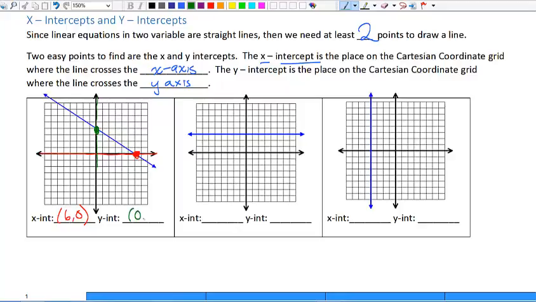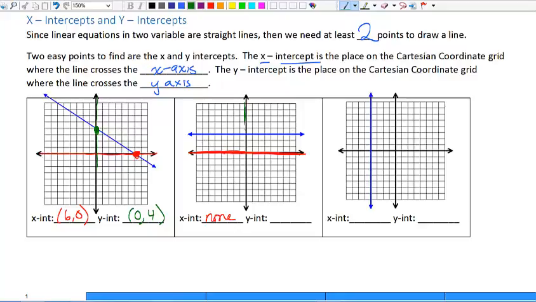Which is going to be called 0, comma positive 4. Alright, let's do it again. This is my axis in red, my x-axis. Where does my blue line hit the x-axis? Well, in this case, it doesn't, so I'm going to write none. And the reason it doesn't is because my blue line is parallel to the x-axis, so it won't ever touch.